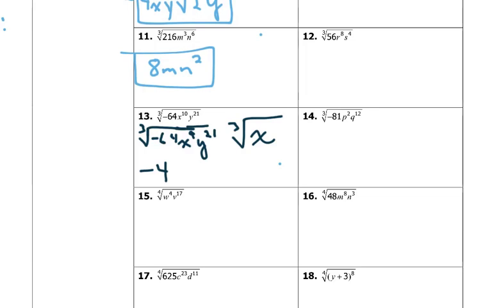The cube root of x to the 9th. Right, x to the 3rd times x to the 3rd times x to the 3rd would give us x to the 9th, so it is a perfect cube. And then y to the 7th, just divided by 3. 21 divided by 3 is 7. Done. And then we're left with the cube root of x on the outside, and that's our final answer.